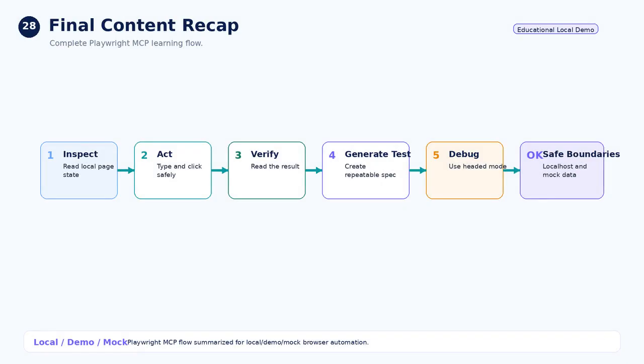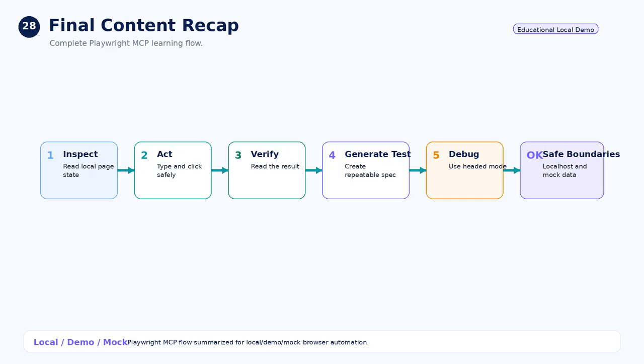Playwright MCP connects an AI code editor agent to browser automation tools. The agent can inspect a page, act on elements, and verify results. A local mock web app is the safest way to learn the workflow. Accessible page structure makes automation more reliable. A successful agent run can become a repeatable Playwright test.